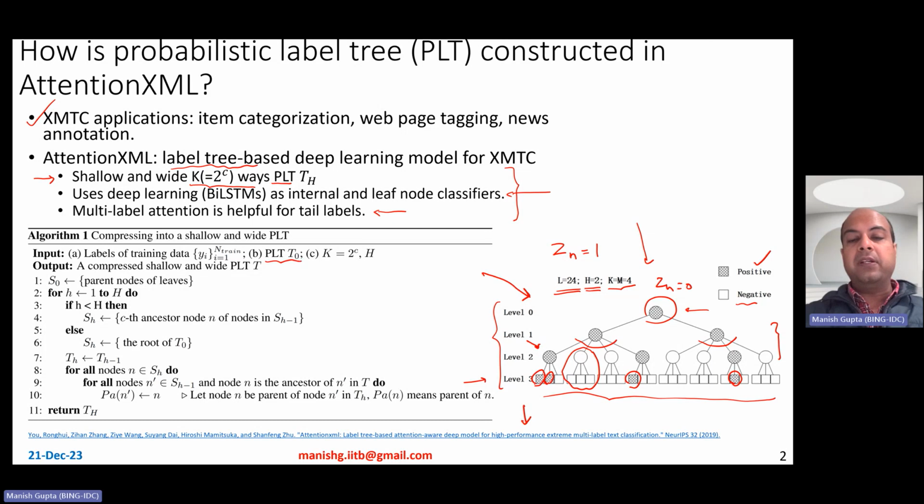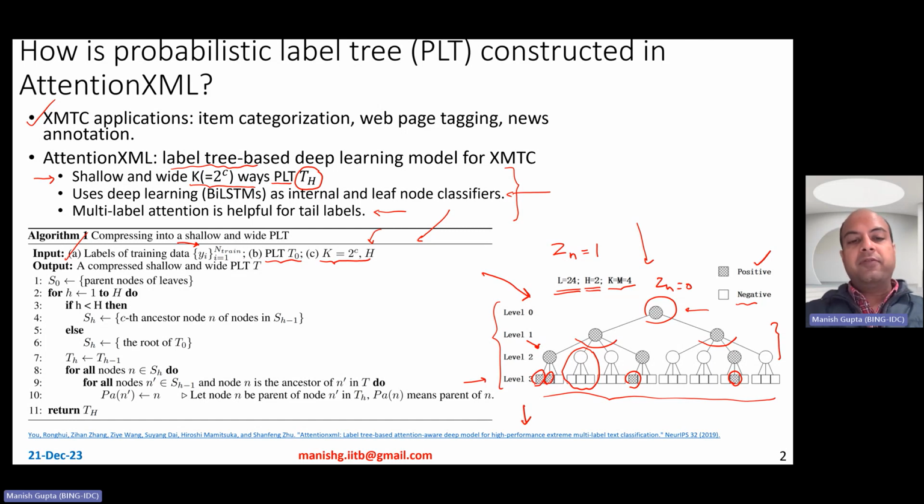So you start from the probabilistic label tree, call it T0, and you're going to create the AttentionXML tree TH using this algorithm which is mentioned here. And I'll go over that algorithm step by step. Of course, you have training data, so you have X, the training data point, and Y, which is basically the set of labels associated with the training data. You also have K, which is basically 2 raised to C, the number of ways in the multi-way tree that you want to create in AttentionXML. And you have H, which is the height of the tree that you expect to create.